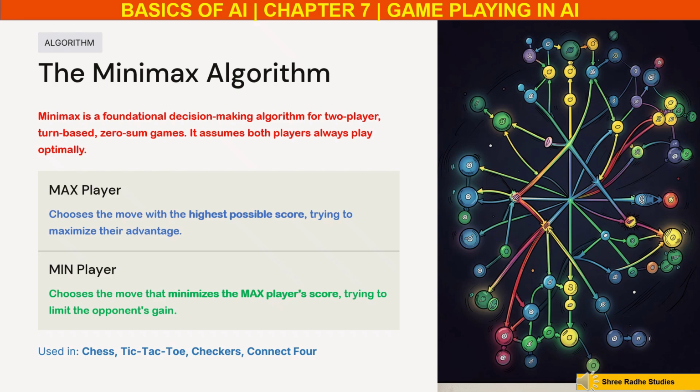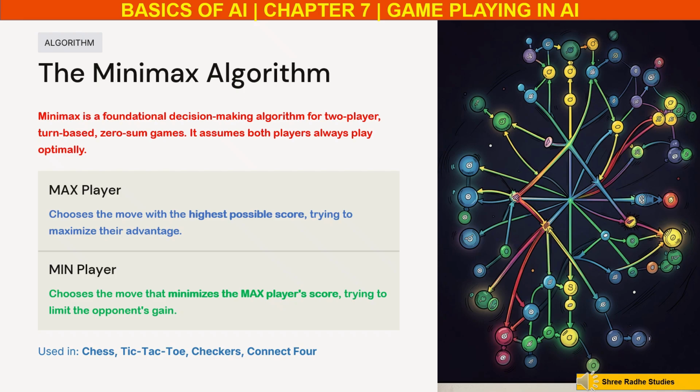Now we come to one of the most important algorithms in game playing AI, the Minimax algorithm. Minimax is mainly used in two-player, turn-based, zero-sum games. The algorithm assumes that both players are extremely intelligent and always make the best possible move.